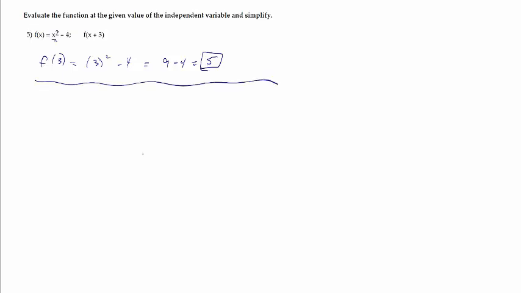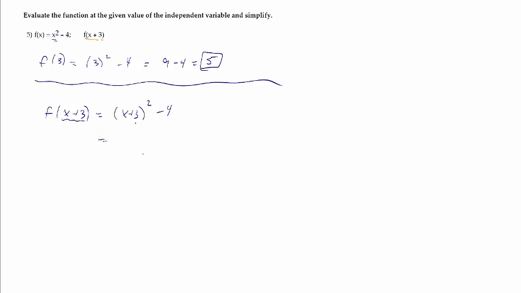So we're going to do the same thing here, except in place of 3, we're going to plug in x plus 3. So for f of x plus 3, I'm going to go up to my function f of x, and wherever I see an x, I'm going to plug in x plus 3. So I have x plus 3 squared minus 4. Now this has to be simplified.